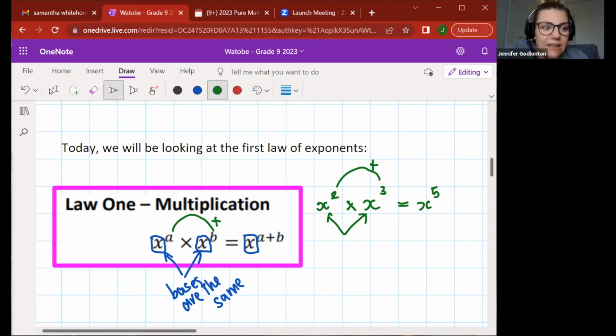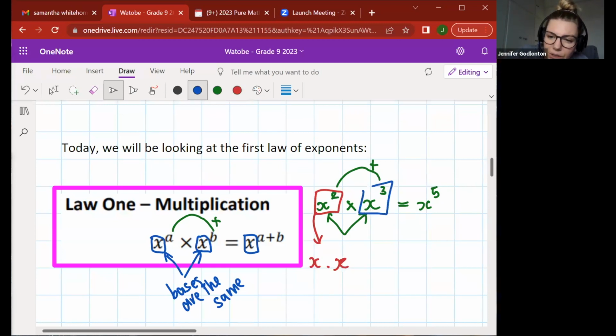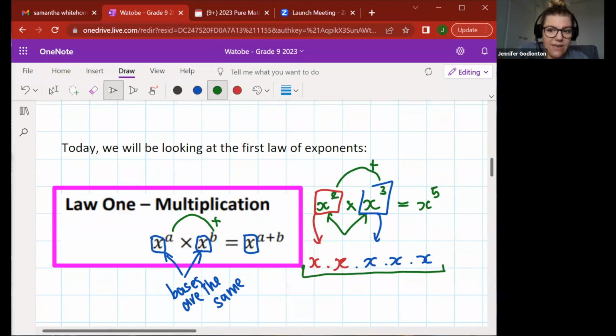Now, the reason we can add those, the reason it is x to the 5, is because if I wrote out x squared the long way, like I asked you to write 5 squared out just now, you said 5 times 5. So x squared would be x times x. Remember that dot means multiply in maths. And if I had to write x cubed out, I would have x times x times x. And what I land up with is 5 x's.